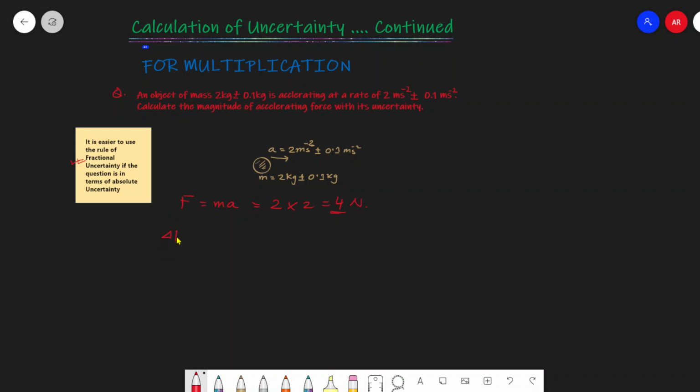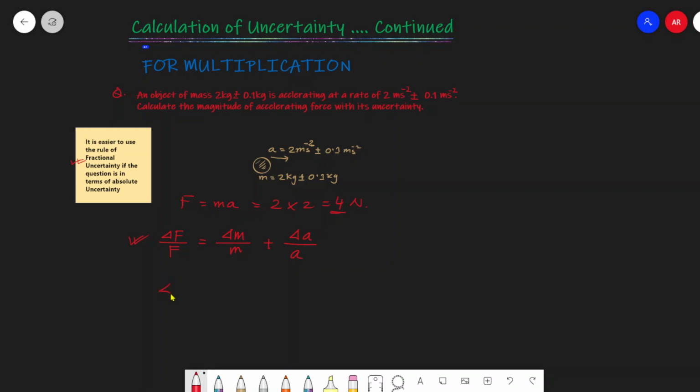It is del F by F, which is equal to del M by M plus del A by A. While calculating the force, we used the mass and acceleration both, so their absolute uncertainties are also going to be included, but in the form of fractional uncertainty. It is not the way we did for addition and subtraction. Rather, it is a different method, what we call the method of fractional uncertainty, and this is the rule of how to write it down.